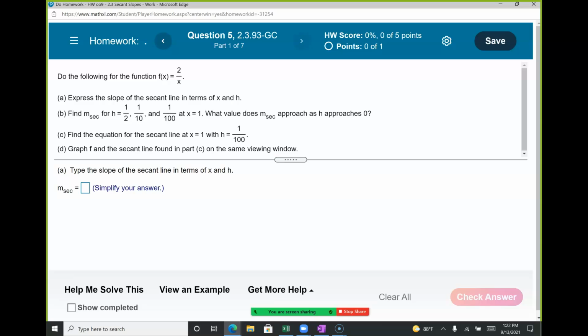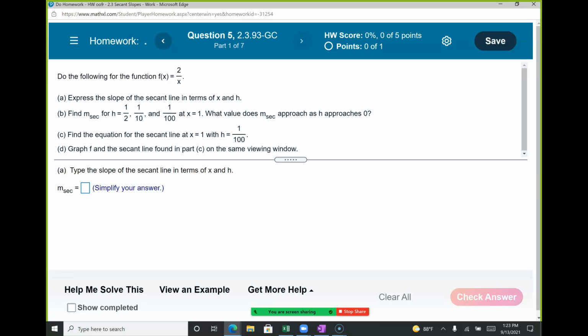All right, so we want to find the difference quotient for 2 over x. We want to then find the value of the secant line 3 times, right? And then try and predict what's happening to the slope of the secant line as h goes to 0. This is called a limit. And then we want to graph the secant line found in part C on the same window as the curve.